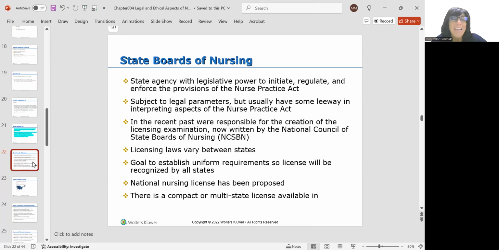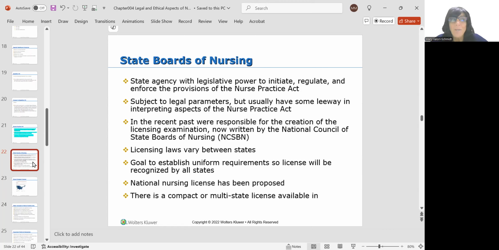It used to be that individual boards of nursing were actually the ones that wrote the NCLEX, which is the National Council State Board of Nursing test that you take to get licensure. But now the NCSBN, they're the ones that write it. And it's the same test, same questions, not the same test, because it's a computer adaptive test, uniformly throughout the country. Licensing laws can vary a little bit between states.